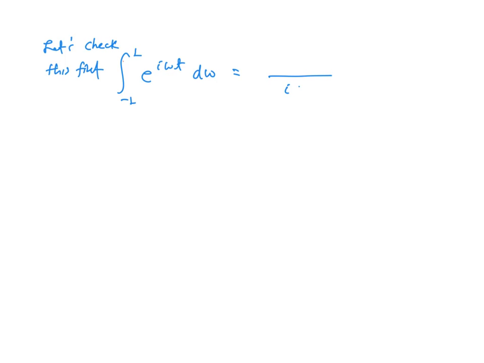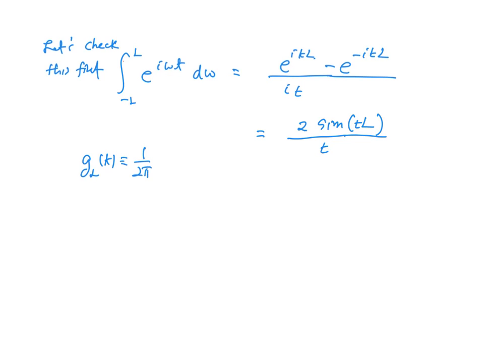This is e^{iωL} minus e^{-iωL}, right? So that is 2 over t times sin(tL). Let's multiply by L and L, same, right?